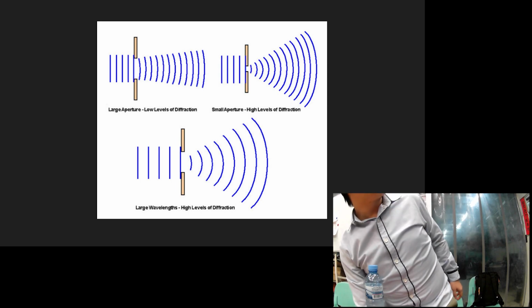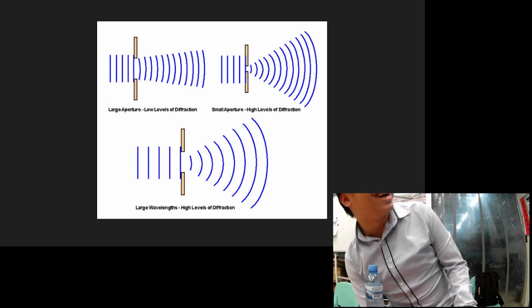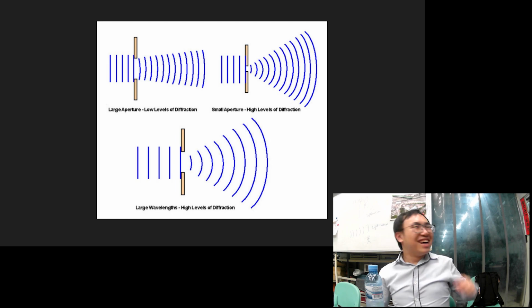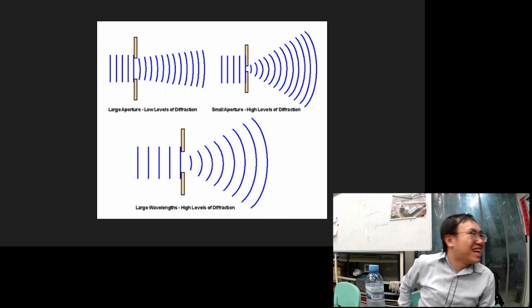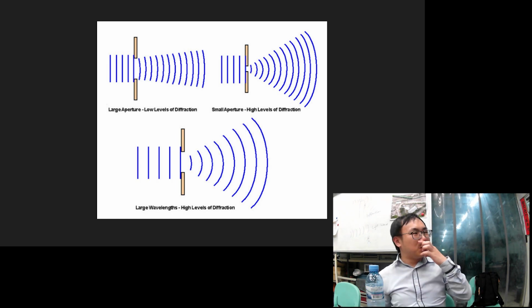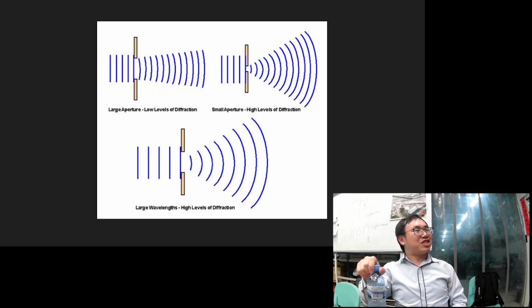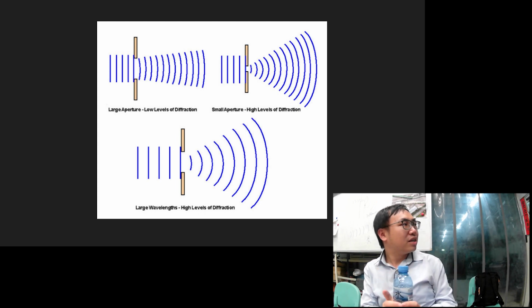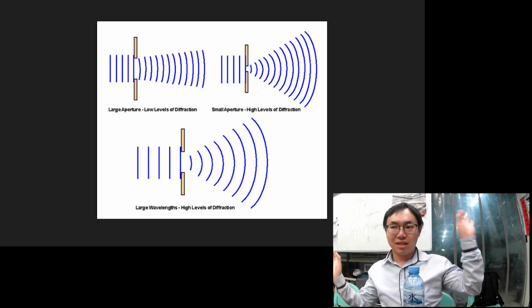Okay, so I forgot that I included the image here. Okay, so I'm going to talk about the aperture. Just think of it this way: if there is a hole, the light will bend. Simple as that. Okay.